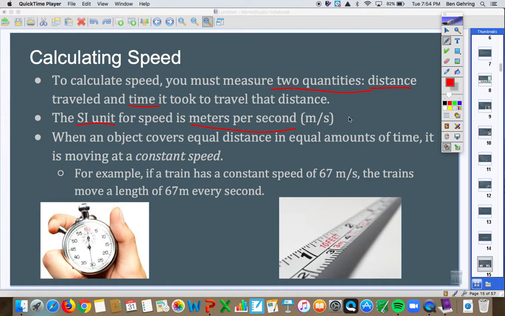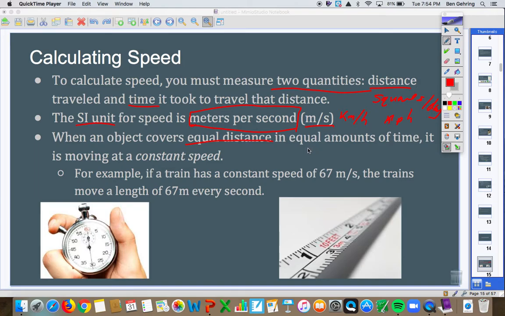It can also be other things. We can use kilometers per hour. We can use miles per hour. We can use squares per day. Any sort of distance measurement and a time measurement. But the base unit, our SI unit, the one we use most of the time, is going to be meters per second, or m/s.